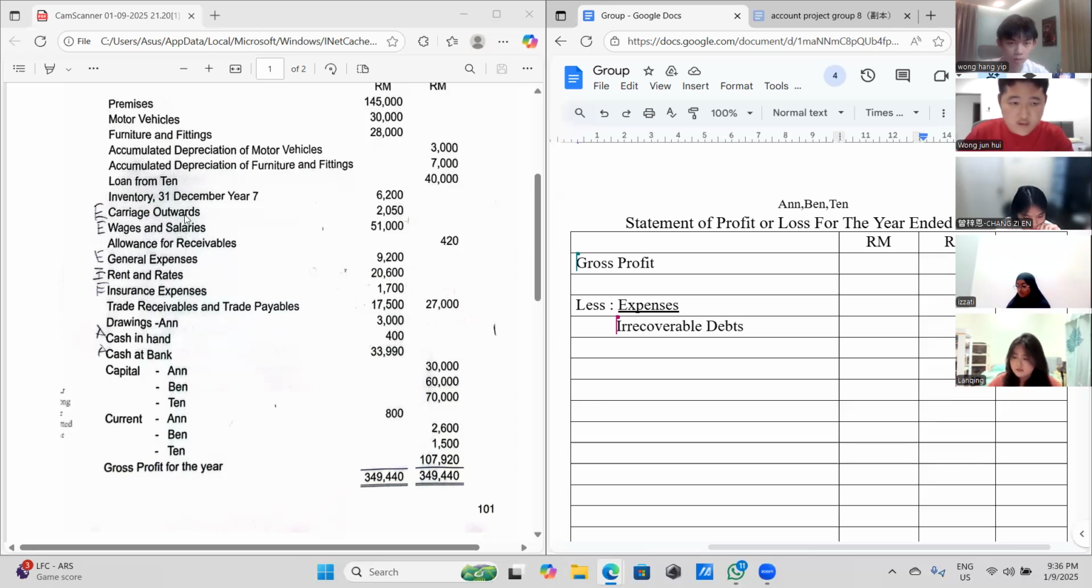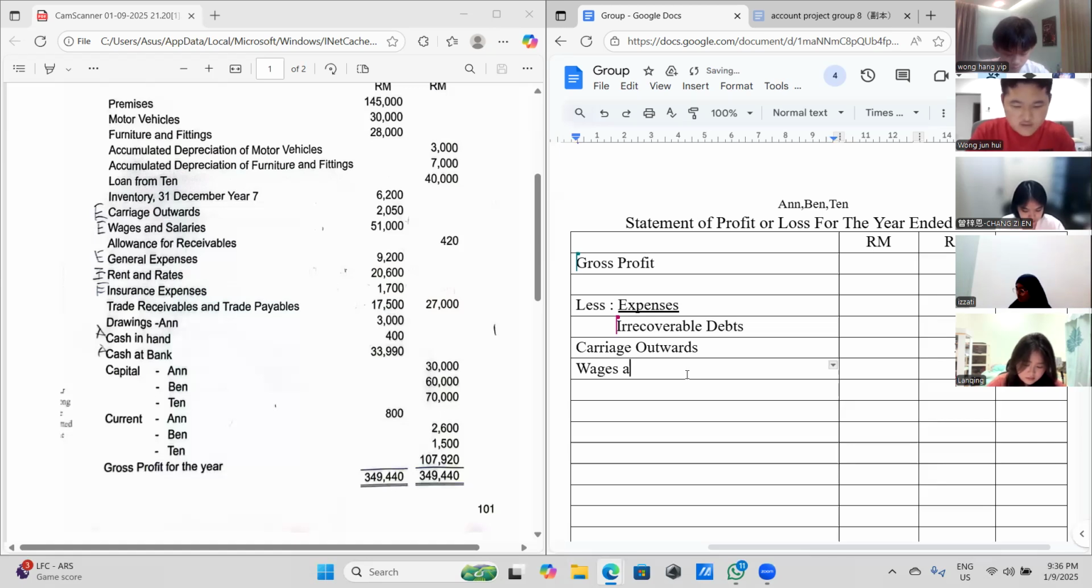And the next one is carriage outwards over here, and the amount is 2,050.